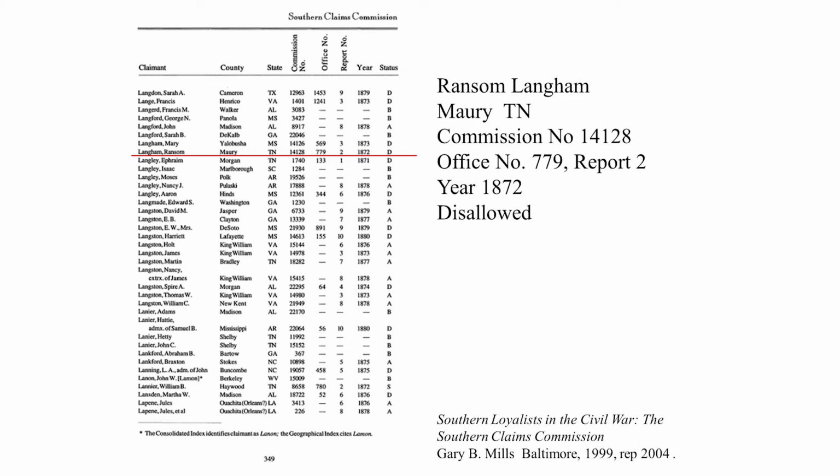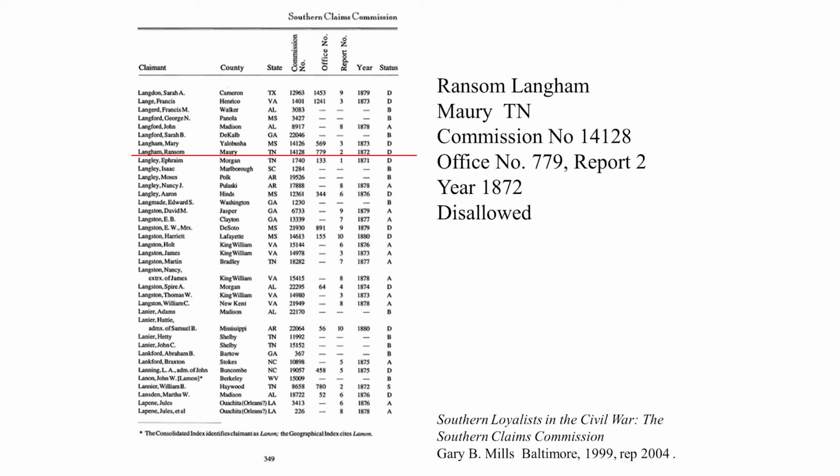So here's the names of the people and the county. Ransom Langham, Commission 14128, Office 779, Report 2 was disallowed. So barred, disallowed, or allowed. Generally disallowed, they rejected, it can be reconsidered. Barred, don't ever bring it back again. You reject it and don't bring it back.